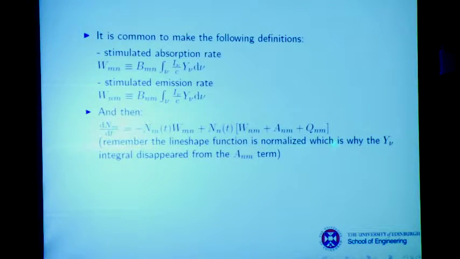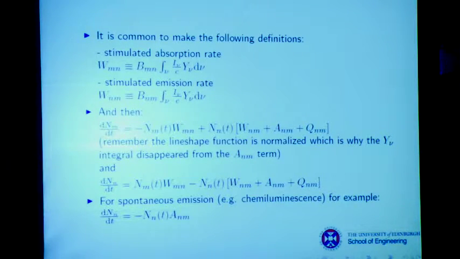So the line shape is normalized, which is why it disappeared from the ANM term. So finally, we just get this. Populations times rate coefficients. And that's how this changes with time. So for spontaneous emission, for example, we can just talk about, now we're not talking about depopulating level M, because that's done some other way.